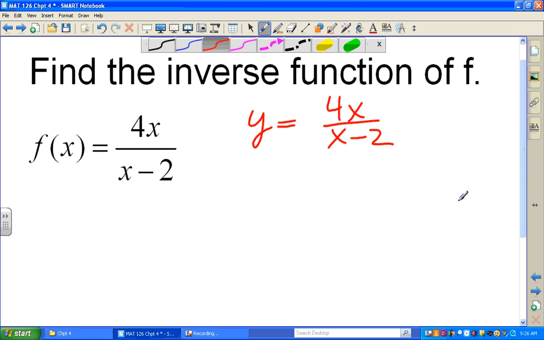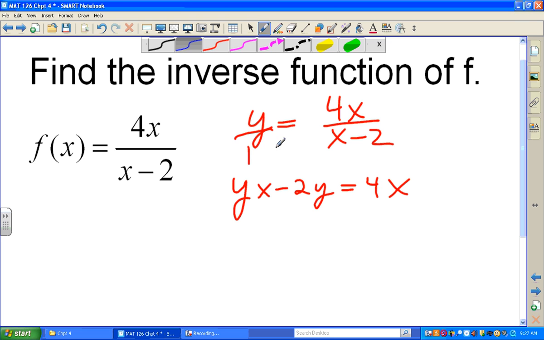This one's just a tad bit more difficult. That's why I want you to try it. This one, you merely can't switch the x's and the y's. You actually do have to multiply. That's why I prefer multiplication instead of switching. Yx minus 2y equals 4x.